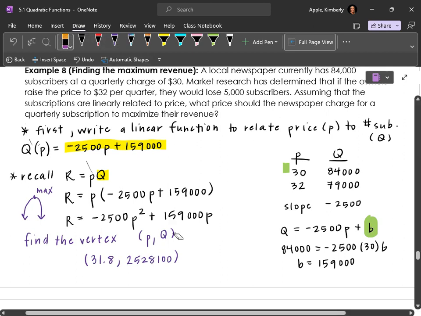Sorry, this should be an R, not a Q. I was wondering, what is that? So find the vertex, which will be P and R. That's what we're relating here. So this will be the price, and this will be the revenue, and specifically the max revenue. So this is the price that we need to maximize the revenue.